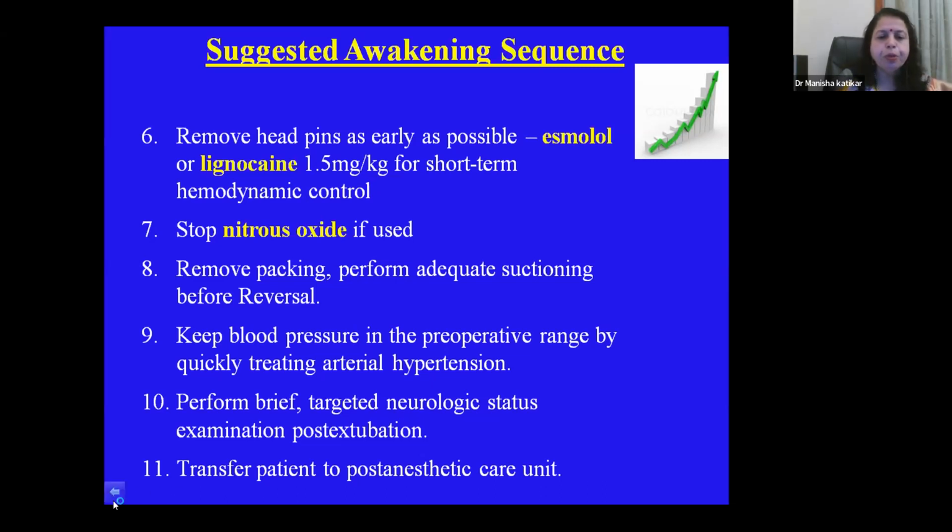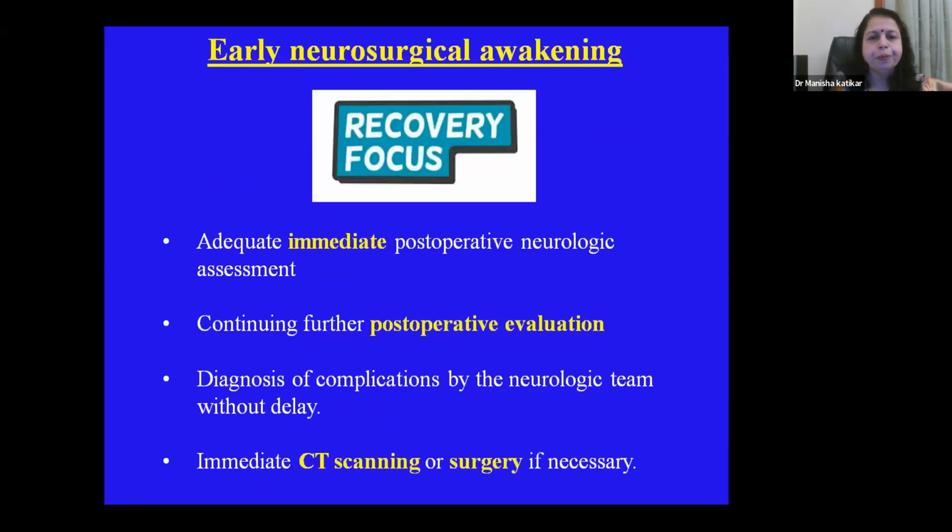And this is the most important step. Transfer the patient to the post-operative intensive care unit. You need to go along with the patient, transfer the patient yourself to the neurosurgical intensive care unit, and reassess the patient again after shifting.